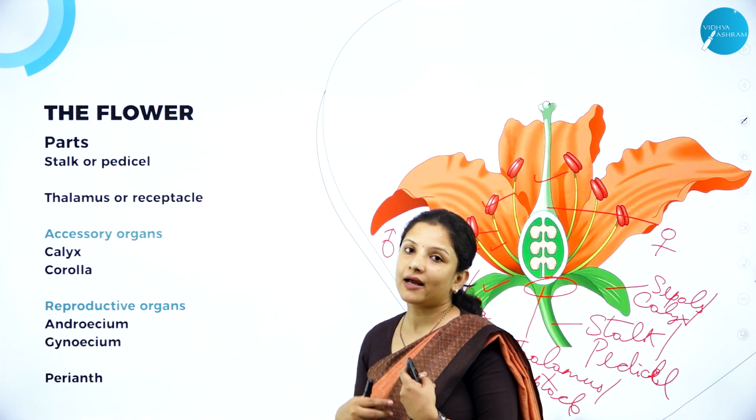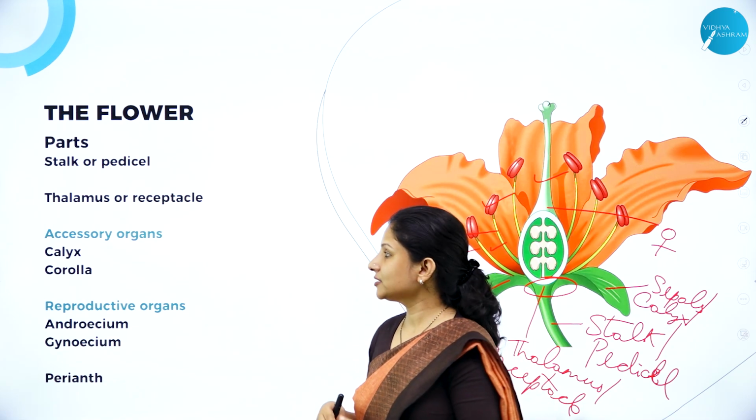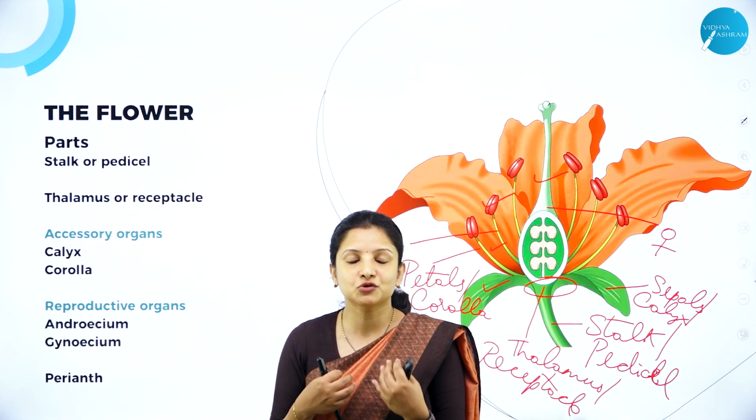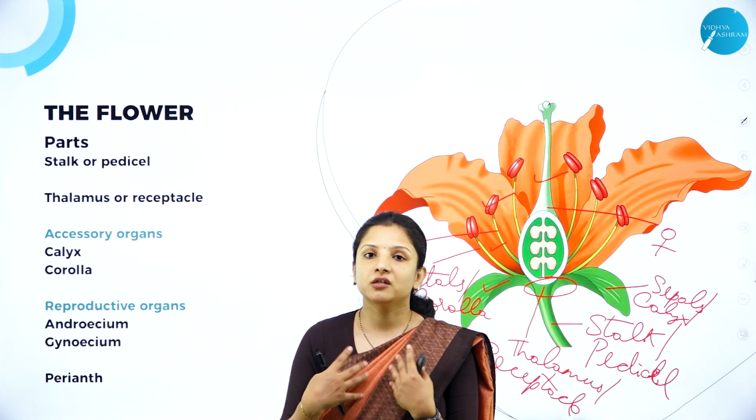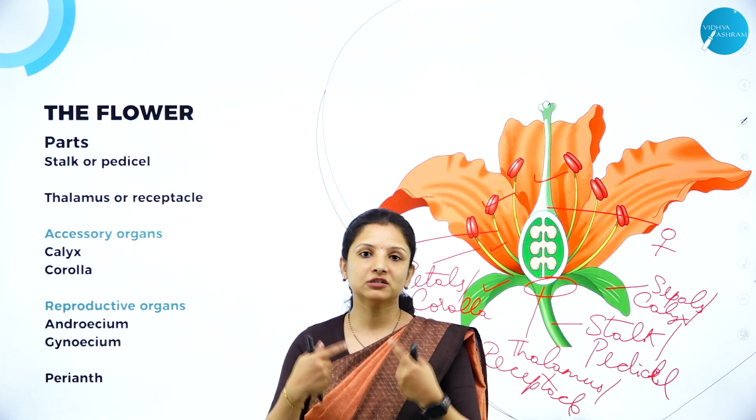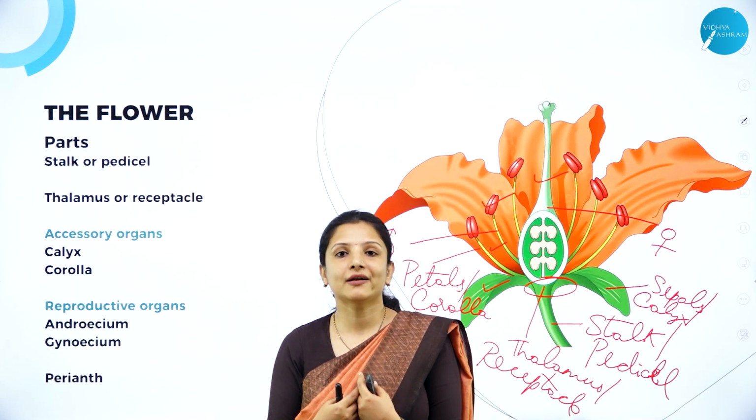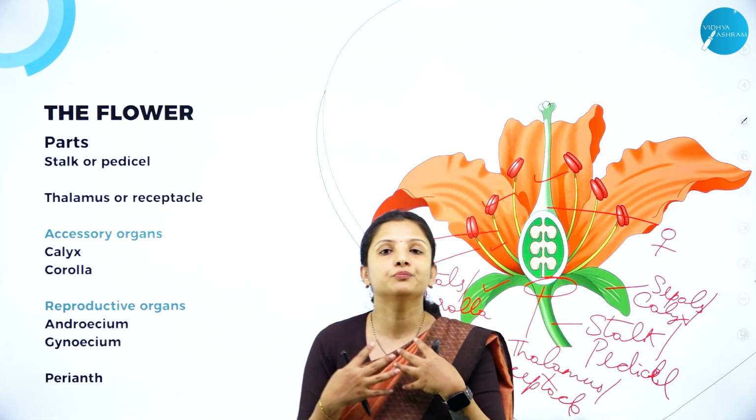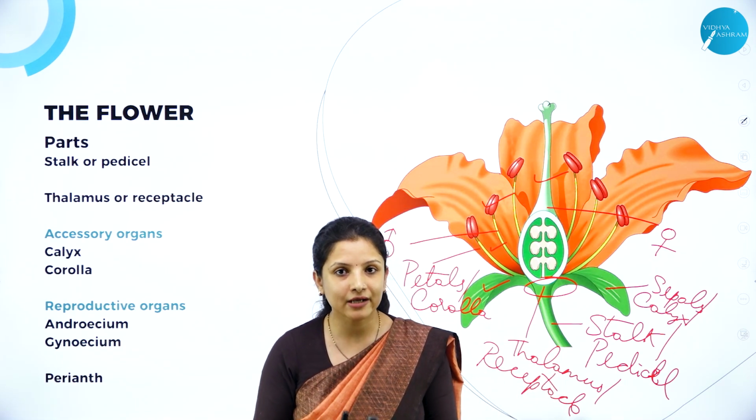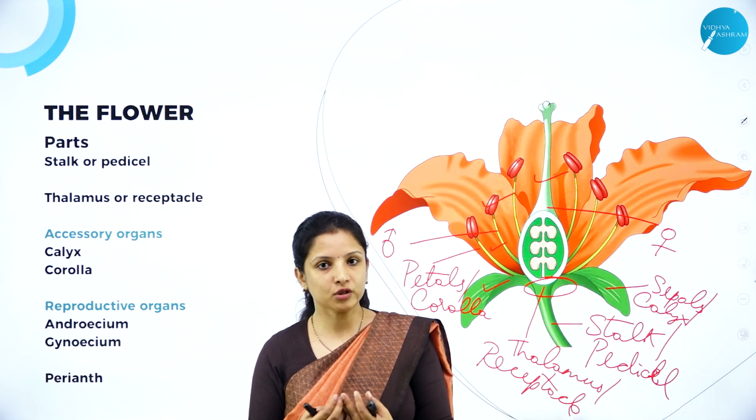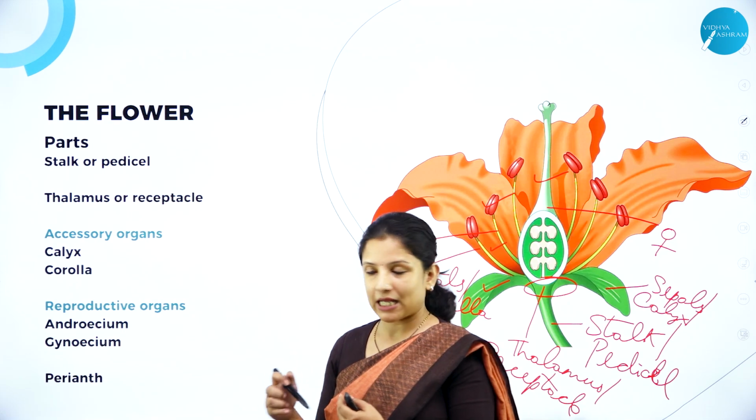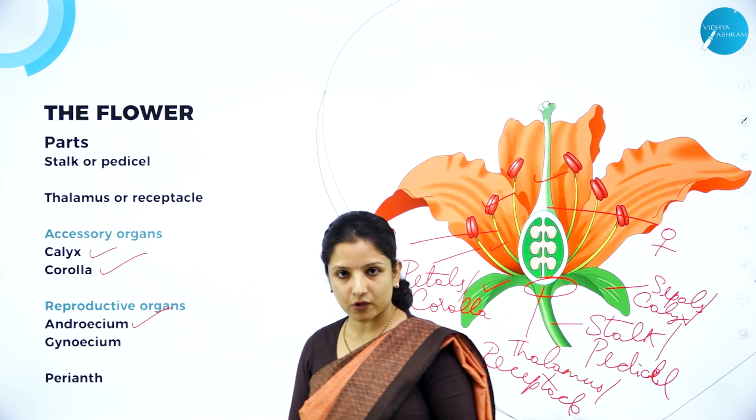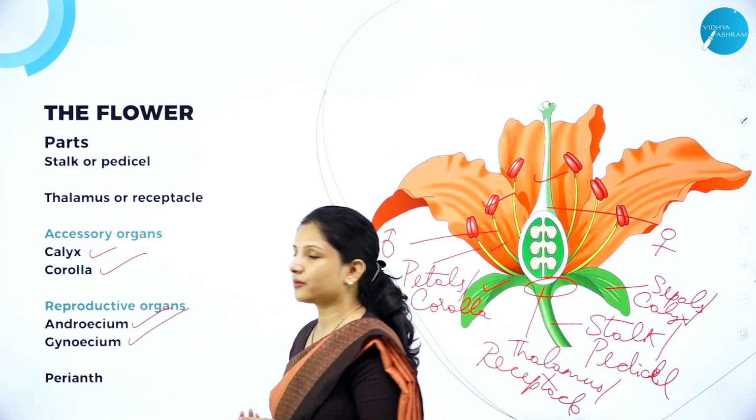And in flowers, it has the accessory organs and the reproductive organs. Accessory organs. So what are accessory organs? Like we use some accessories to beautify ourselves, right? Be it the earrings, the chains, the rings or the purse, belts, whatever, or the shoes that you wear, all that are accessories to beautify yourself. Just like that, flowers have some accessory organs to beautify it so that it can attract the insect pollinators to promote pollination. So accessory organs are the calyx and the corolla, and the main reproductive organs are the androecium, which is the male reproductive organ, and the gynoecium, which is the female reproductive organ.